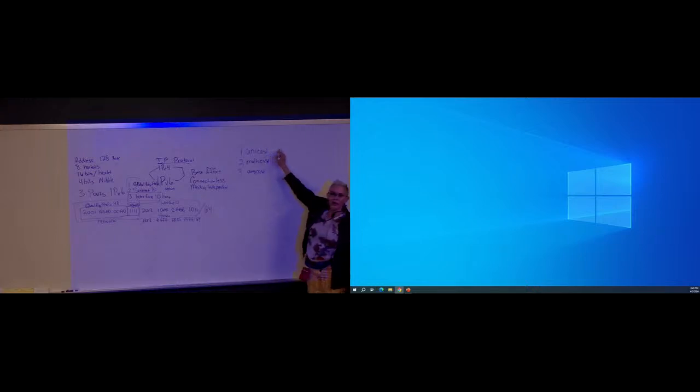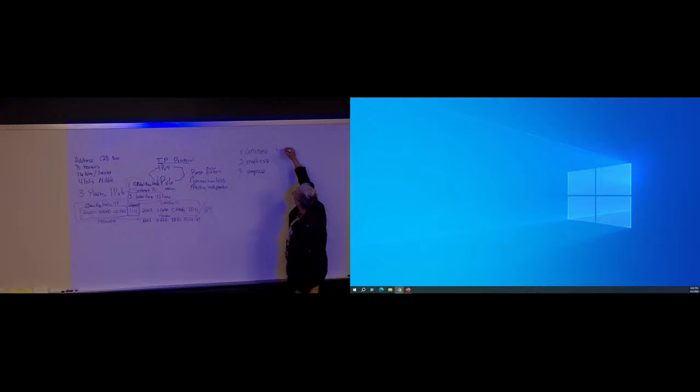Unicast is a what? 1-to-1, right? That's just a 1-to-1. Multicast is multiple, so what? So it's what to what? What to multiple? 1 to many, 1 to multiple. Yeah, so this would be 1 to many, right? This would be 1 to many.